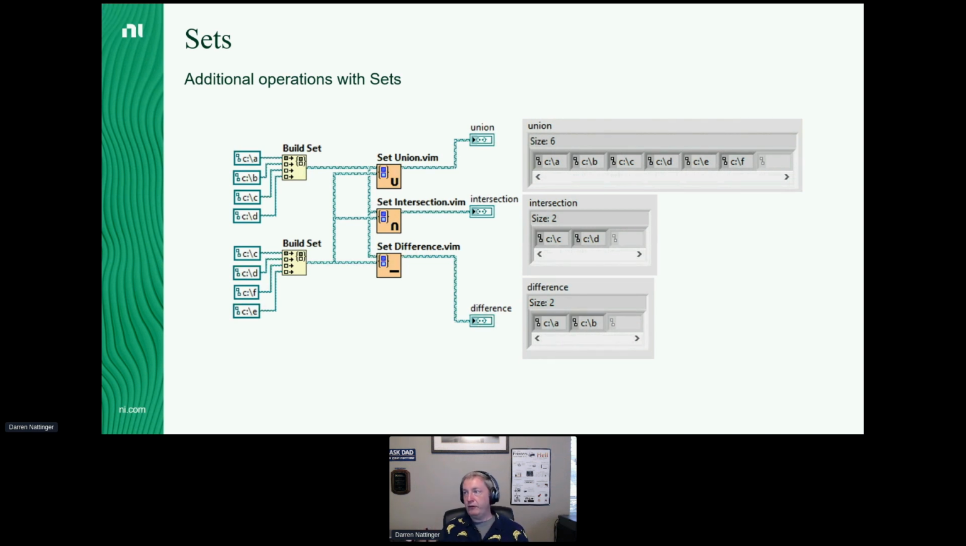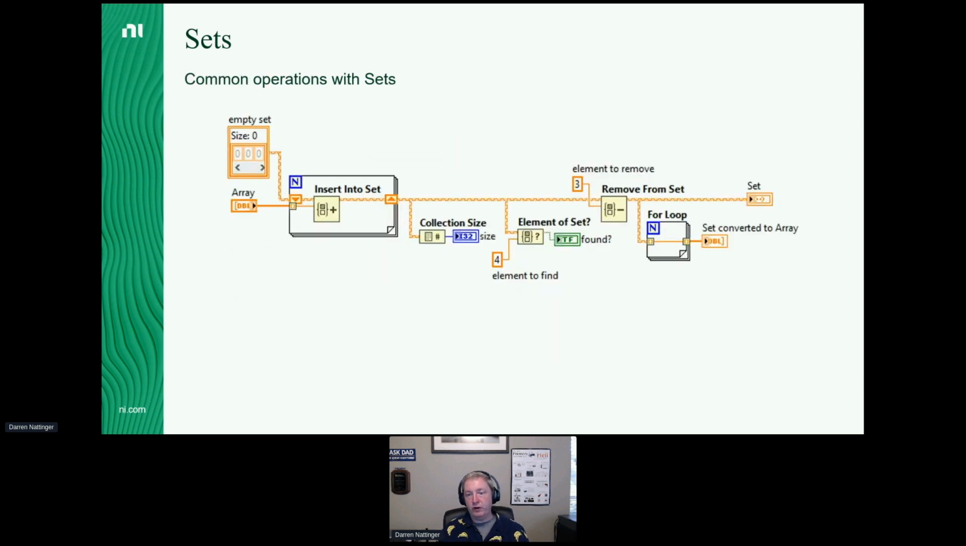Carson asks, is there a function to get all elements of a set at once? I assume you mean to get all elements of a set as an array. And yes, the way you do that is shown there on the right side of this block diagram. You wire the set into the border of a for loop and build a new array. That is not an efficient operation, by the way. You need to really decide if it's worth your block diagram execution time to turn that set into an array. But that's how you do it, wire it up to a for loop.